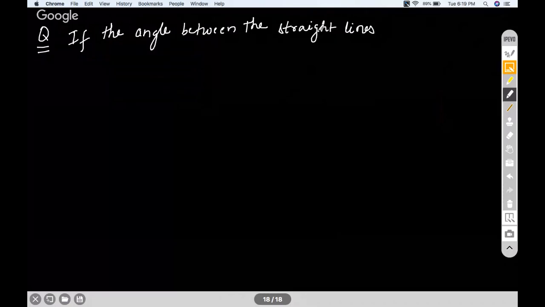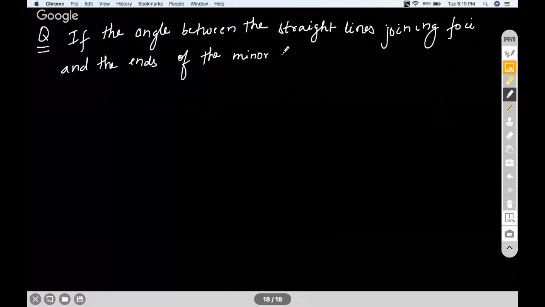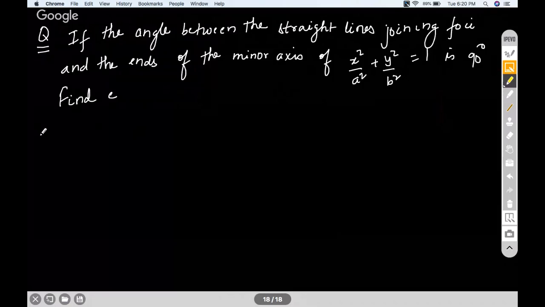Okay, so the next question that we are going to solve here is this one. Find if the angle between the straight lines joining the foci and the ends of the minor axis of the ellipse x square by a square plus y square by b square equal to 1 is 90 degrees, then find the eccentricity of the ellipse.